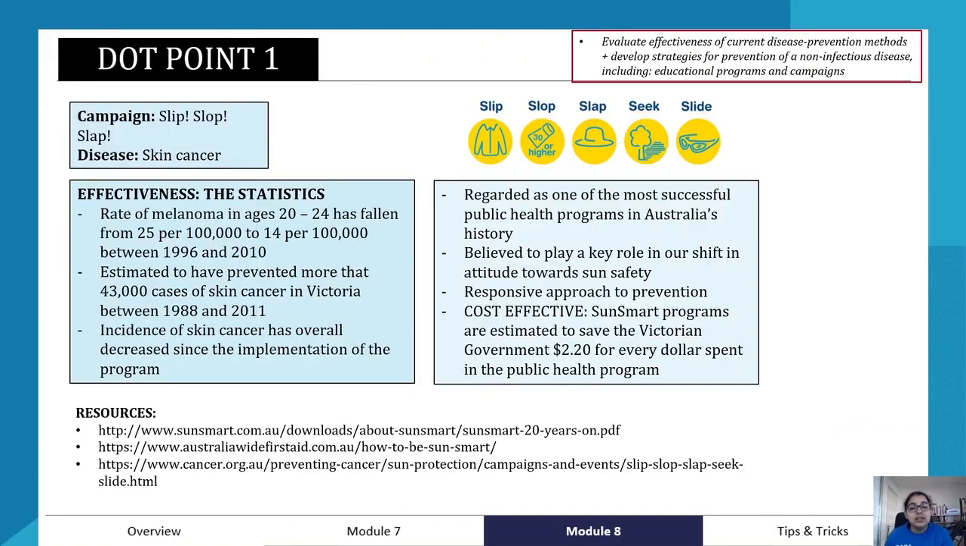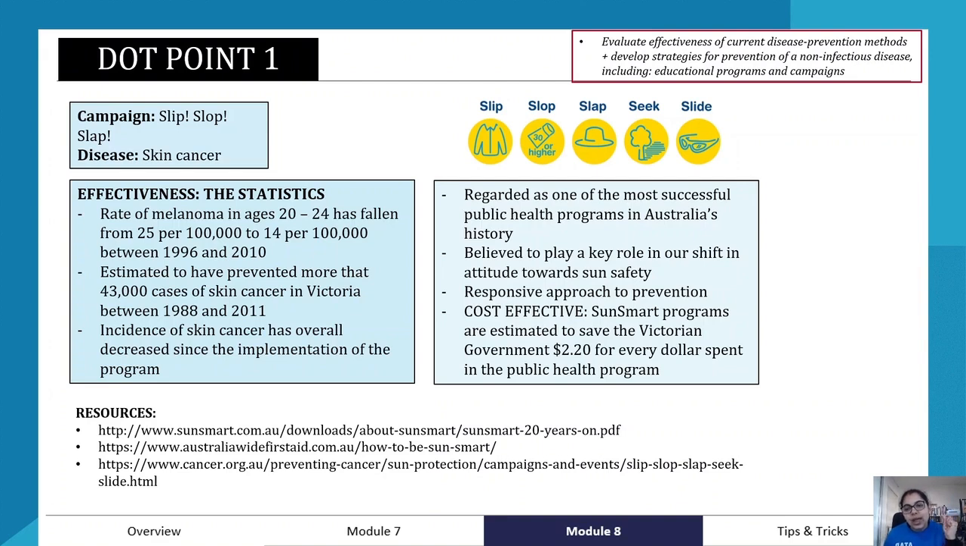So, effectiveness. The rate of melanoma in ages 20 to 24 has fallen from 25 per 100,000 to 14 per 100,000 between 1996 and 2010. Notice this. The program was implemented in 1980, and we saw a noticeable decrease between 1996 and 2010. So that clearly tells you that these programs take time to be implemented, for the results to show.